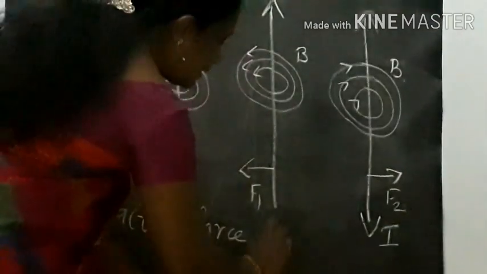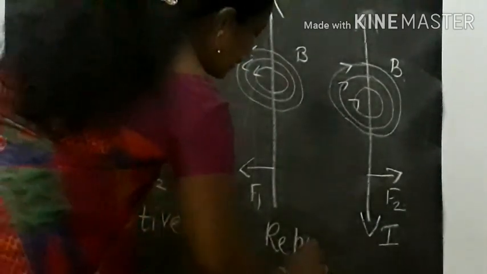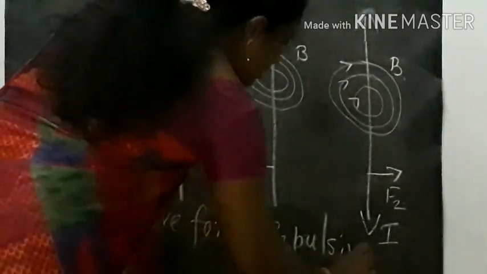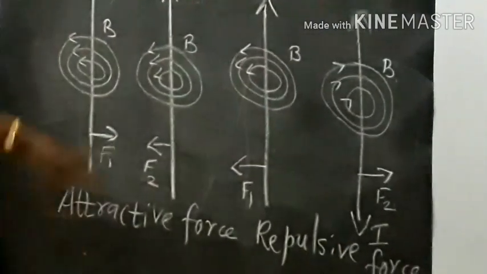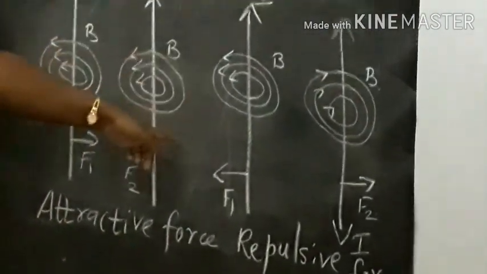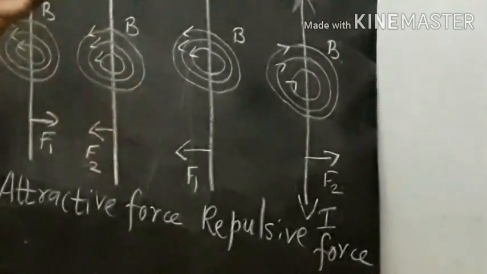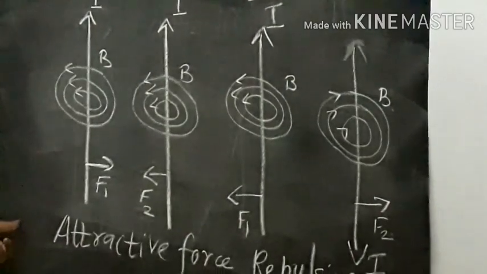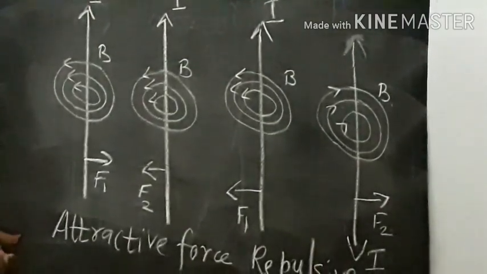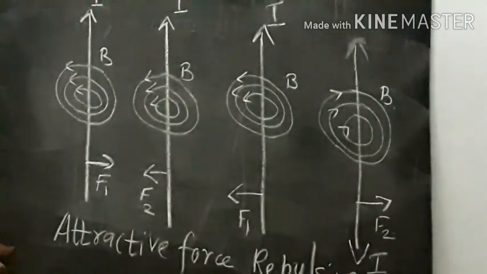So here there is a repulsive force. If the direction of the current changes, there will be a repulsive force. If the direction of the current is in the same direction, there will be an attractive force in the parallel conductors.